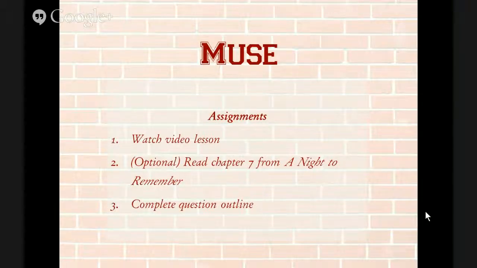Also complete the question outline. We went over that today, how to do that. A lot of it is just simple copying, and some of it you do have to come up with your own questions, but I'm sure you can do that. And lastly, submit your progress report.